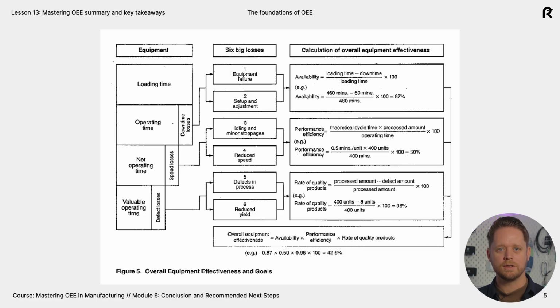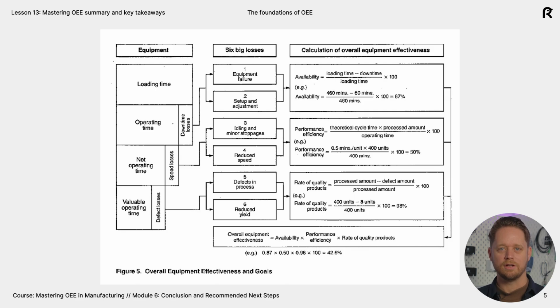For number 2, let's break down the 6 big losses. One of the most valuable insights was the identification of the 6 big losses that impact OEE. Those are breakdowns, setup and adjustments, idling and minor stops, reduced speed, startup rejects, and finally production rejects.